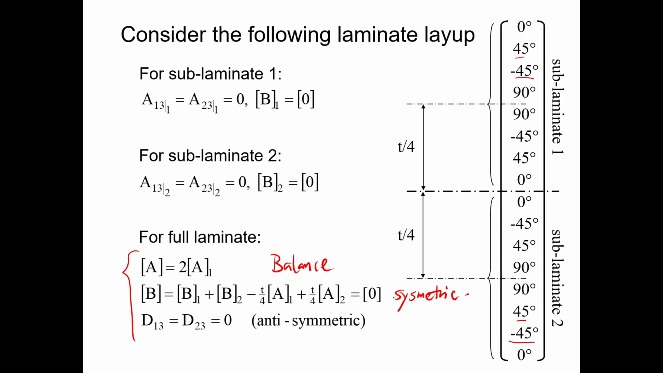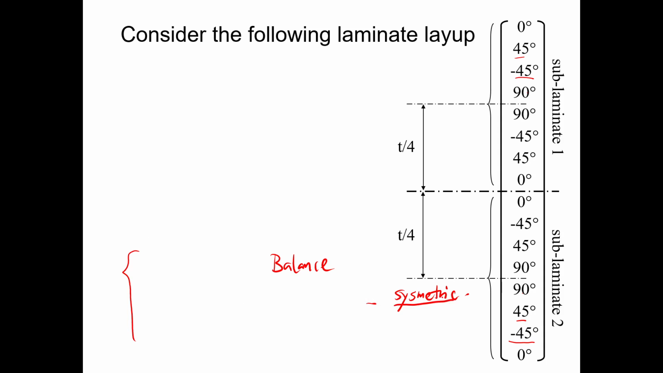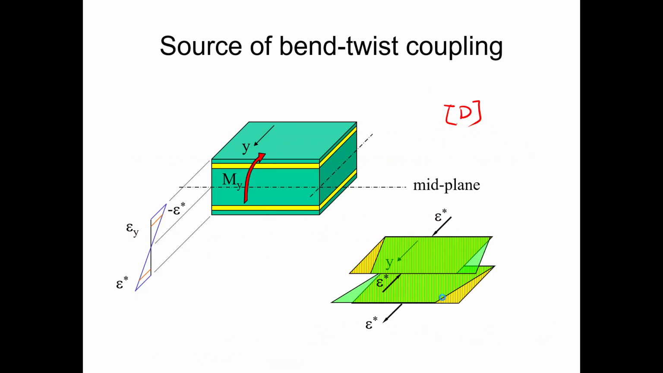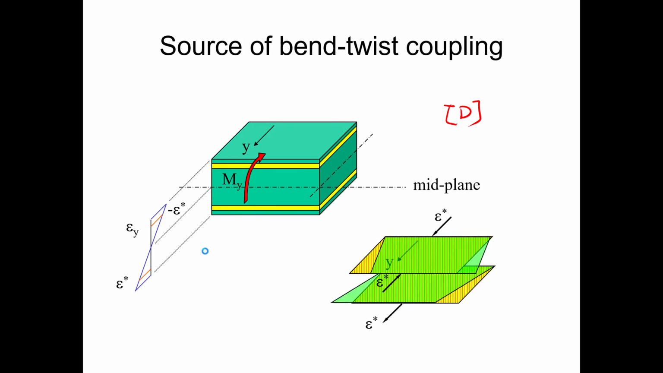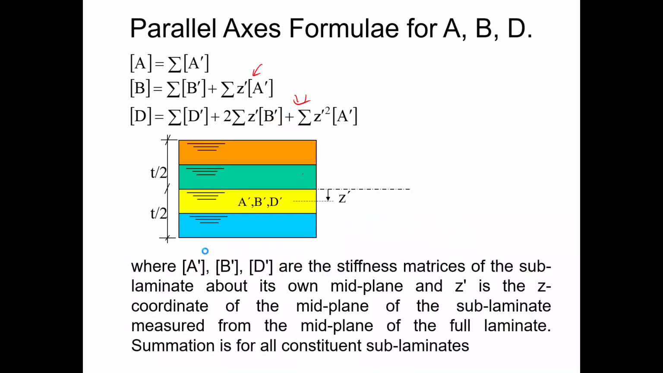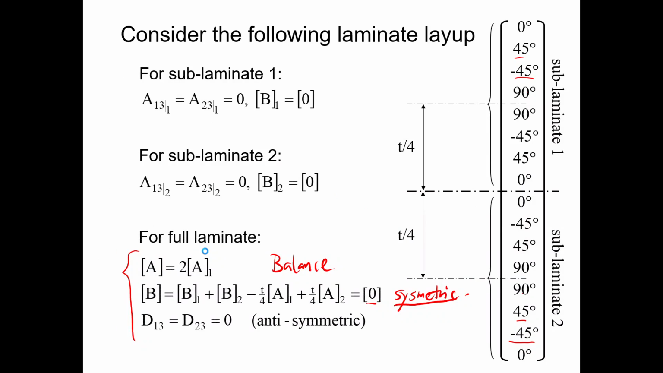Okay, in this case, this value equals 0. Let me go back to that slide so we can see the definition. Yeah, this is the so-called anti-symmetric. It's still different from unsymmetric. This is not the thing we want. Anti-symmetric. Therefore, a laminate with no coupling effect is ideal.